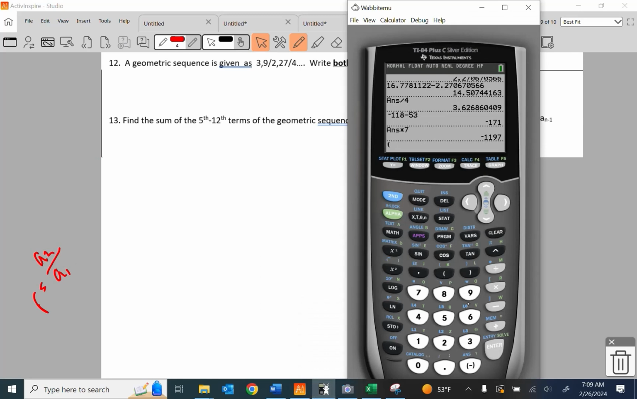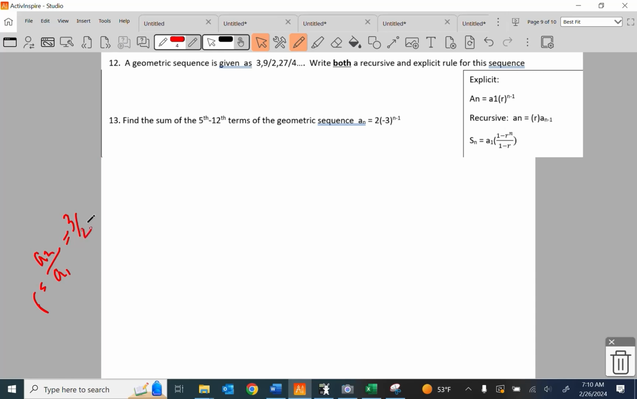But I would take my 9/2 and I would divide it by 3. And there she is as a fraction, 3/2. Okay? So I'm looking at this thing in 3/2, and I've got the rules for you. If I'm doing this explicitly, I am the first term times the ratio of 3/2 raised to the n minus 1. And that's explicit.